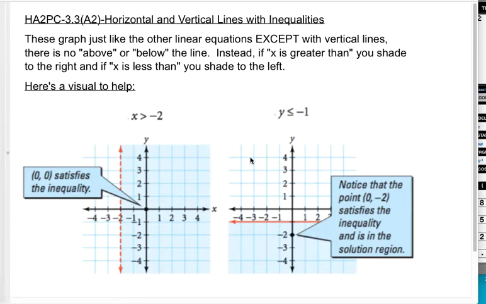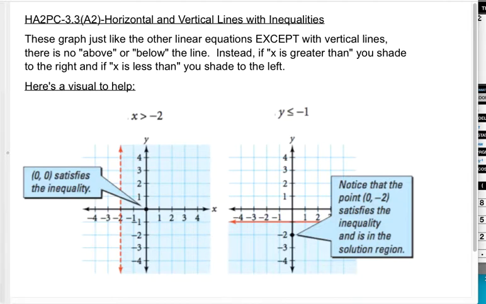These graph just like any other linear equation, except with the vertical lines, like when you have x equals a number, or x is greater than a number, x is less than or equal to a number, whatever, there is no above or below the line, right? Instead, if x is greater than, you're looking for the larger x values, so you shade to the right. And if x is less than, you're looking for the smaller x values, so you shade to the left.